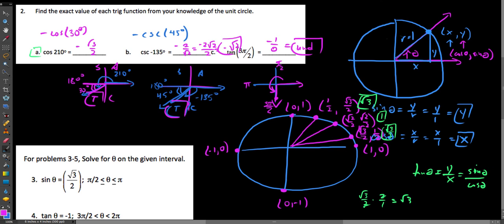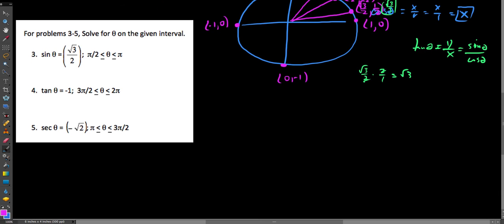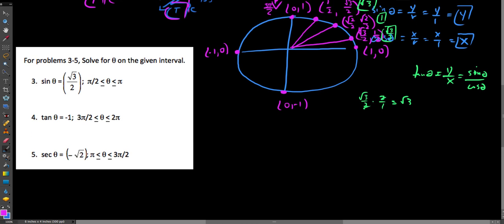Okay. So also, along with using our unit circle, I want to know that you guys can reasonably find the angles that give you sines, cosines, and tangents of these ratios that occur on the outside of the unit circle. So looking at, say, these 3, 4, and 5 here, I say, hey, do me a favor, find the angle on the given interval that makes this statement true here.